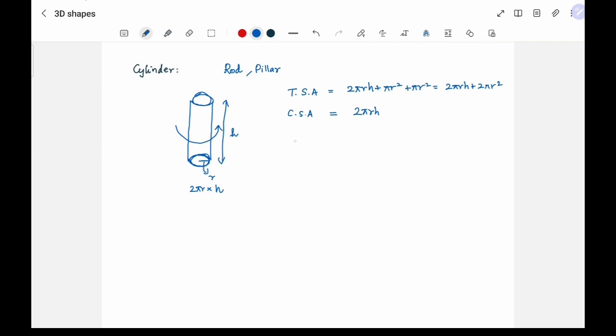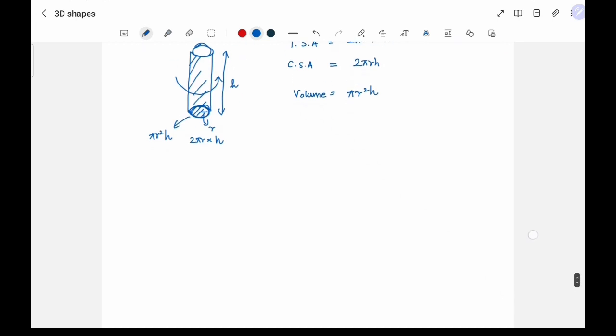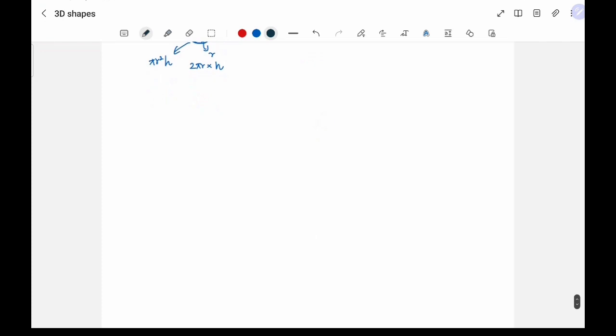And we have volume. So the area of this circle is pi r square. That into the height will give you the volume. So pi r square h. So this is for the cylinder. So next we have the cone.